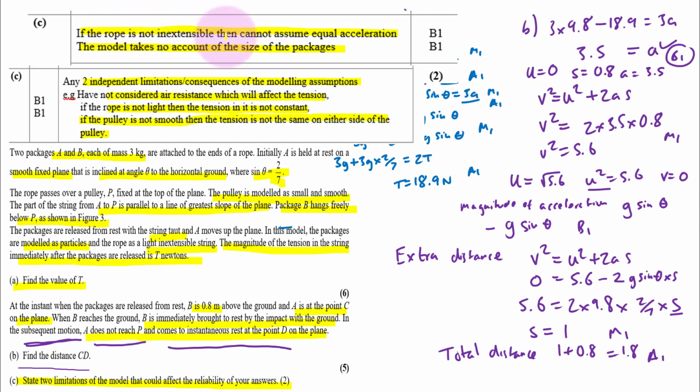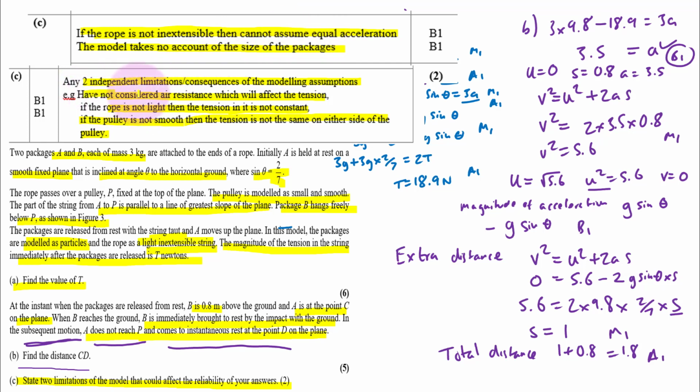If the rope is not inextensible, then you cannot assume equal acceleration, because that means it can stretch. The model takes no account of the sizes of the packages, which some of you wrote down, which is good, you get a mark. And any 2 independent limitations or consequences of the modelling assumptions that we've made, because we've assumed some things. Because can you see the word modelled as a particle, and it's a light inextensible string, and that covers this part.